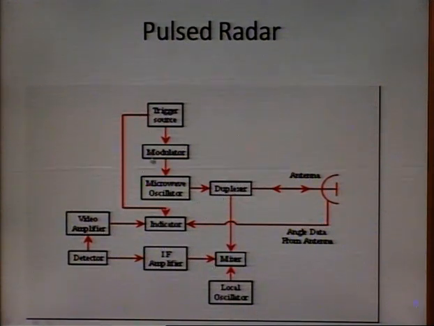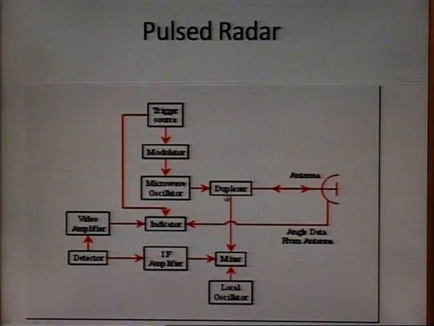Now, what happens? This section is the transmitter section. Whenever a signal has to be transmitted, the trigger source will trigger the circuit on, and the signal will be modulated into pulses. That modulated signal is given to the microwave oscillator, from where a signal is generated, and the duplexer connects the antenna to the transmitter section and a signal is transmitted. When the signal is transmitted, a reference signal is fed to the indicator as a measure of time, so that it knows the signal was transmitted at this particular instant.